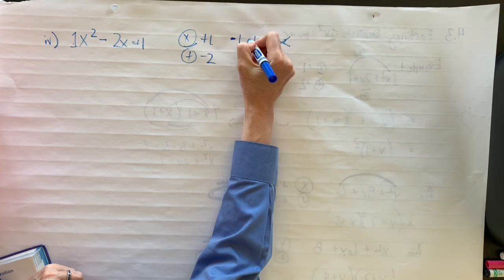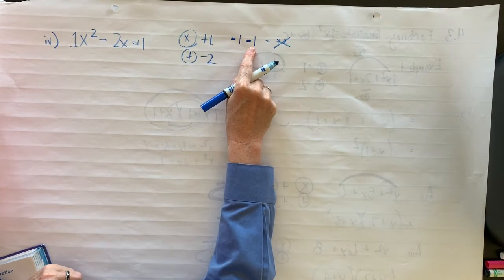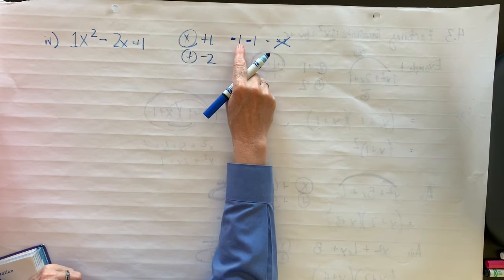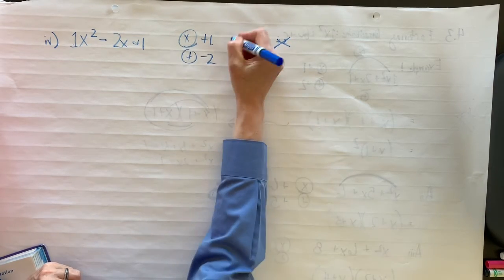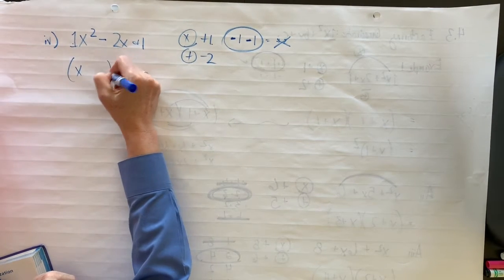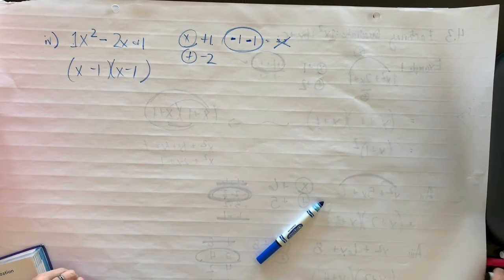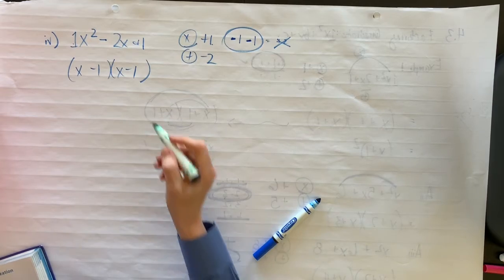So if I take negative 1 and negative 1, negative 1 times negative 1 equals positive 1, and negative 1 plus negative 1 equals negative 2. So those are the right combination of numbers to factor this equation. So then this becomes minus 1, minus 1. Let's just do a super quick check to make sure that that actually works.